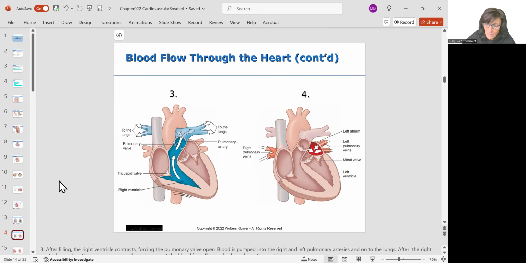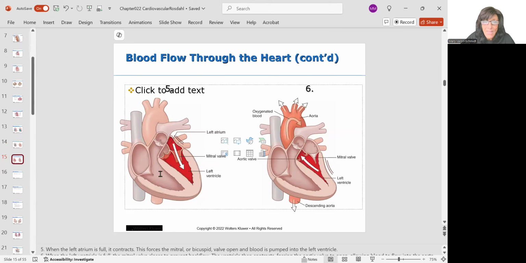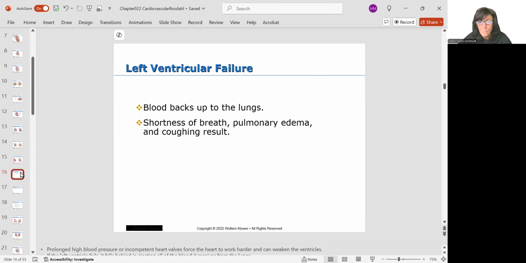And then let's go to the next picture. And then it goes left atrium, mitral valve, left ventricle, and from the left ventricle, whoosh, out through the aortic valve, into the aorta, and into systemic circulation, okay? Very, very important to understand this. This is how it's supposed to work normally. To understand it when it's broken, you need to understand how it's supposed to work when it's healthy, okay? So that's the blood flow through the heart.